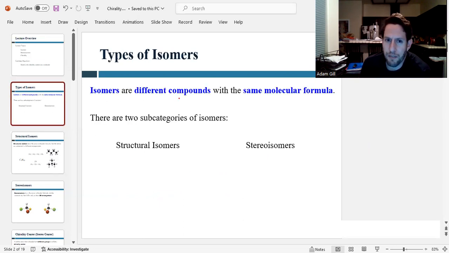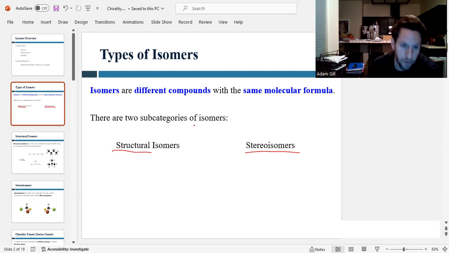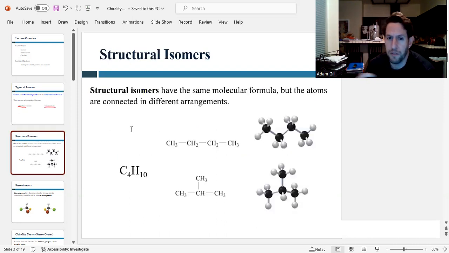So in chapter 11, we learned about isomers. Isomers are different compounds that have the same molecular formula. Well, we can actually have subcategories of different types of isomers. The first subcategory is structural isomers, and the second is stereoisomers. Now, we learned about structural isomers previously, and they have the same formula, but a different connectivity. The atoms are bonded in a different arrangement.